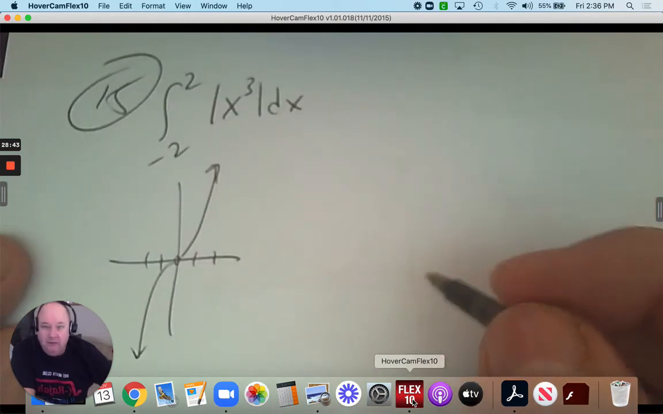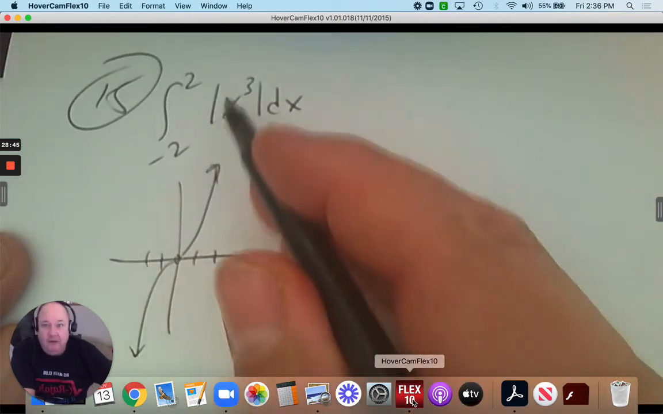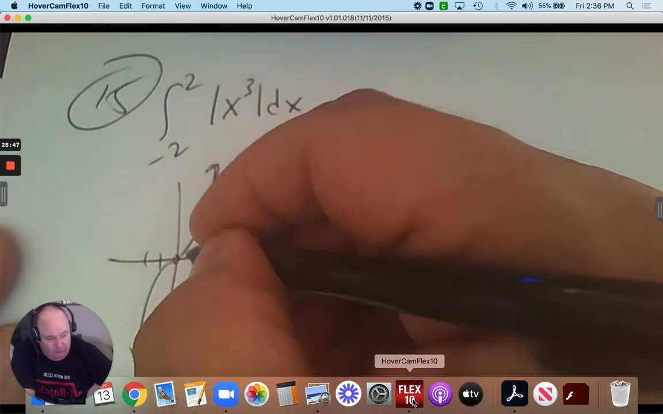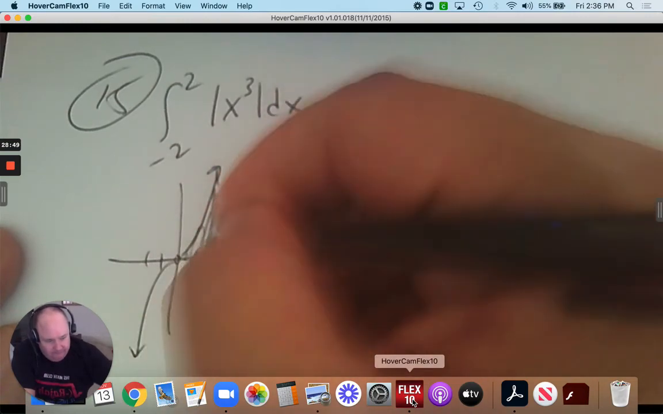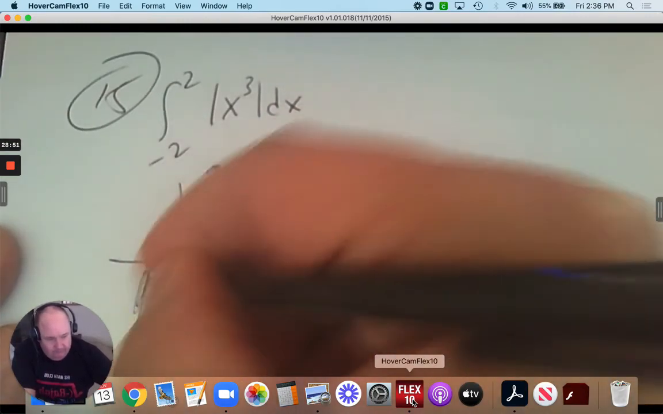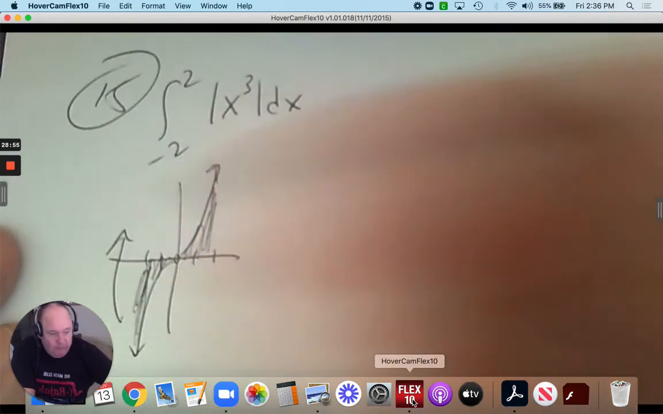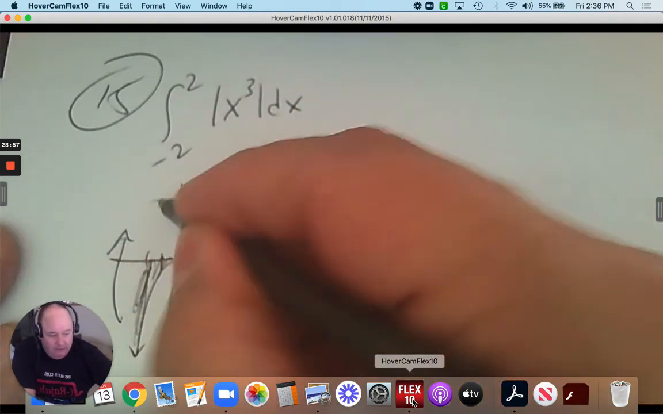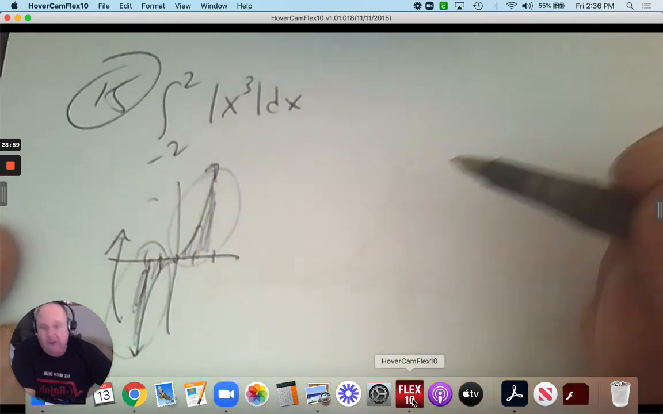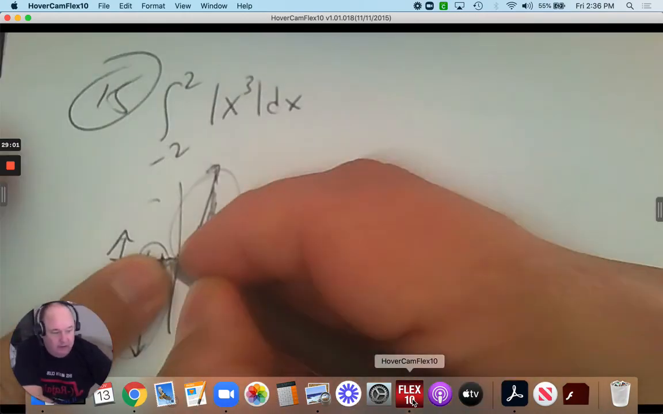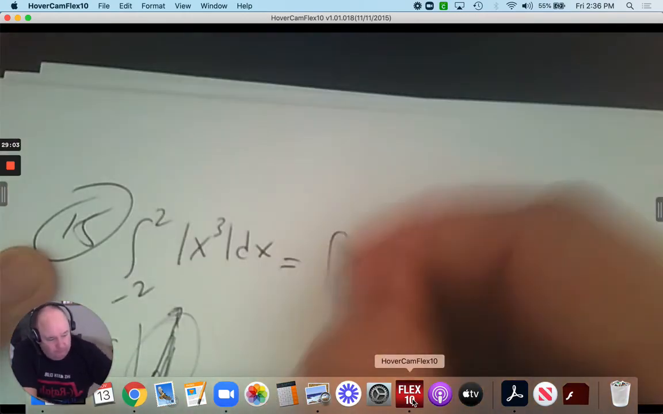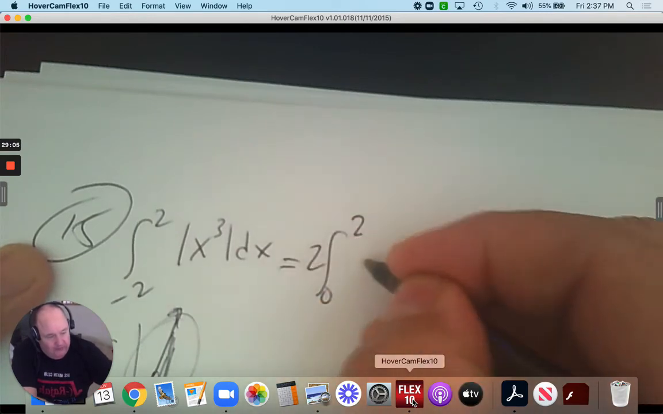It's an odd function. Now, if we do the absolute value, it would be this area and this area, but absolute value flips it up. So if I flip it up, these two areas are exactly the same. So in other words, I'm going to integrate from 0 to 2 and double the answer.